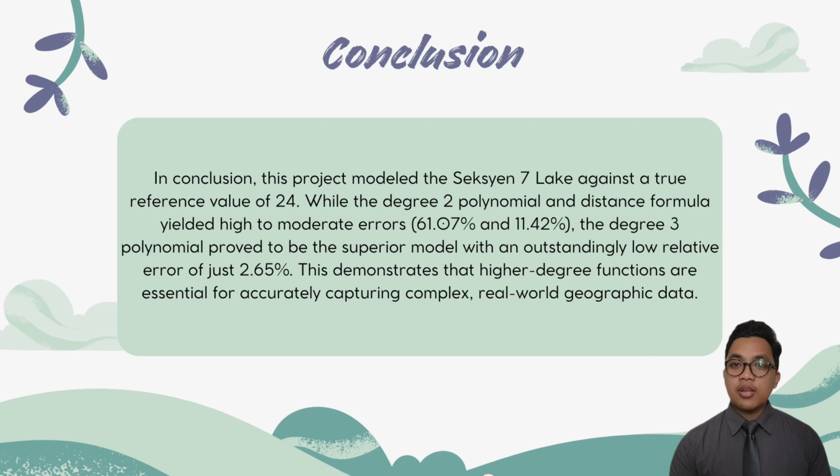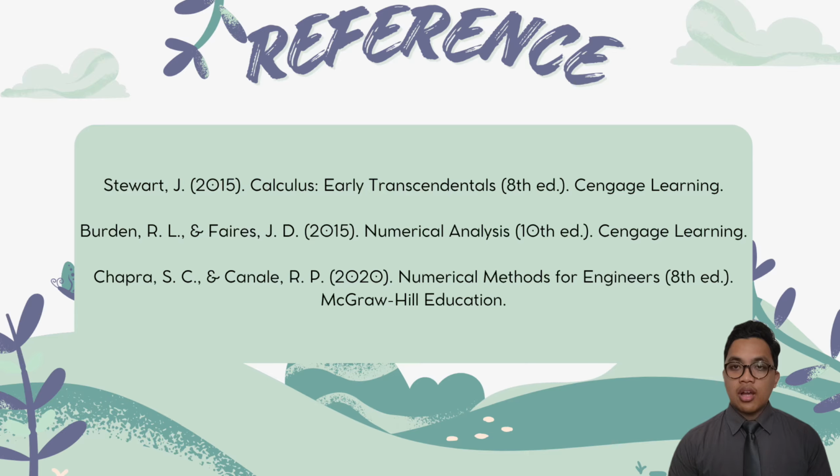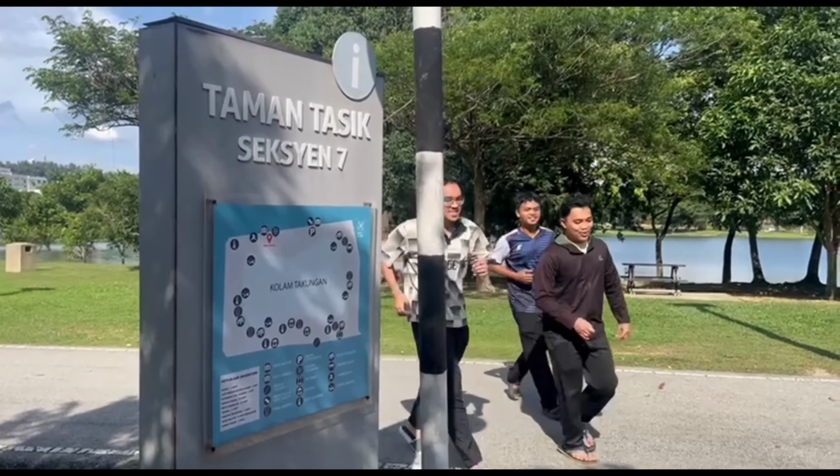However, the degree 3 polynomial introduces an inflection point. This extra mathematical flexibility allowed the model to easily trace the more complex natural contour, which is exactly why our error dropped to an outstanding 2.65%. Finally, here on our last slide are the references we used for our modeling and research. This concludes our analysis of the Section 7 lake.